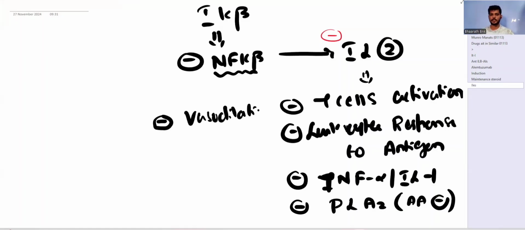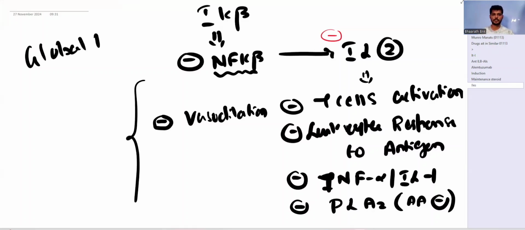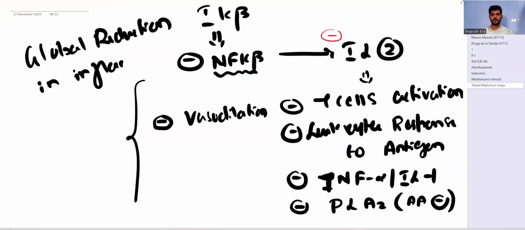It has multiple actions where it inhibits interleukin 2 production, inhibits T cell activation, inhibits leukocyte response to antigen, inhibits TNF alpha and interleukin 1, inhibits phospholipase A2, and it inhibits vasodilation. So that is why it is called a global reduction in inflammation. Right? It reduces multiple pathways. It is called a global reduction in inflammation.